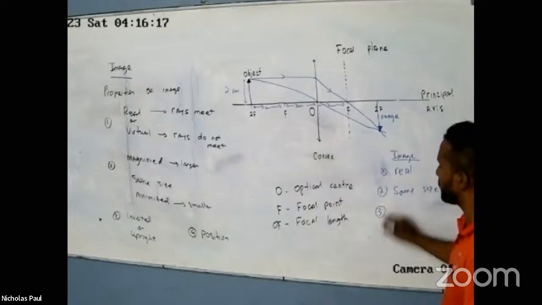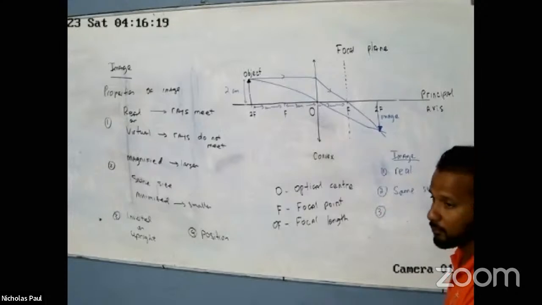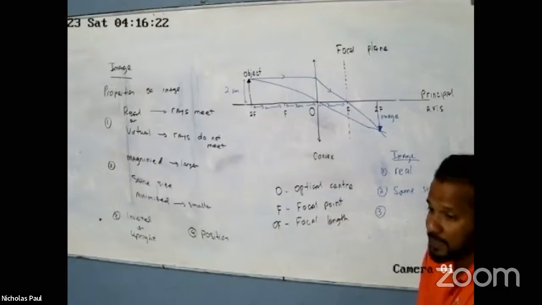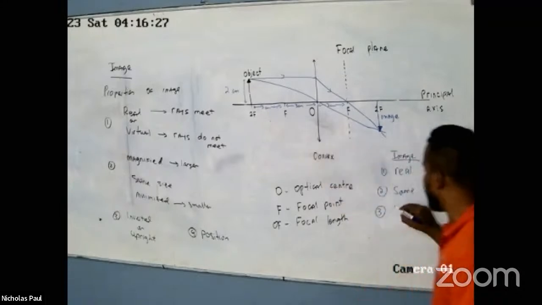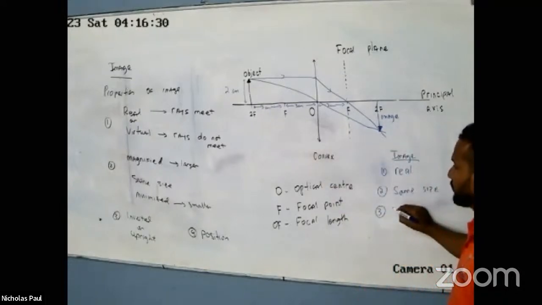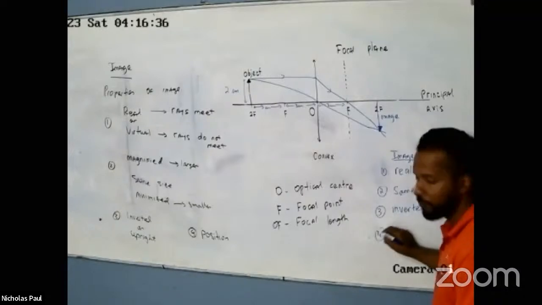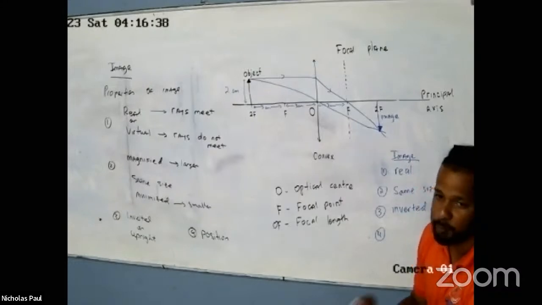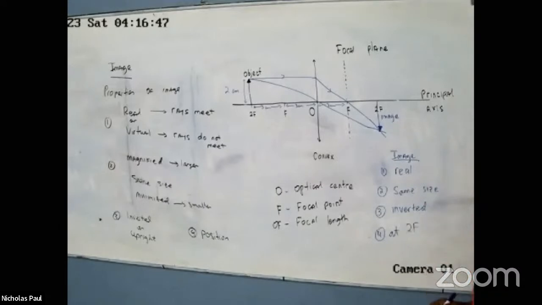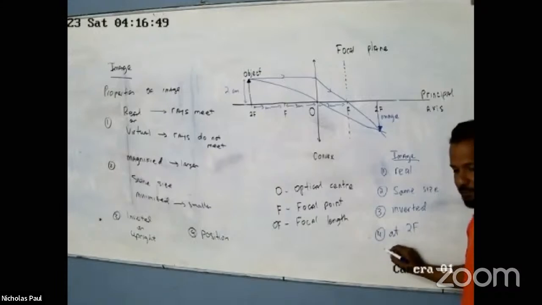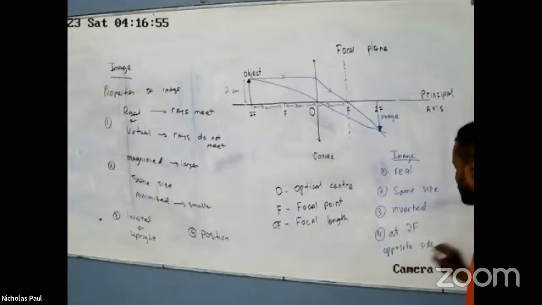Number three. Is it inverted or upright? Look at it. It's upside down. So inverted. Number four, it might vary for some people, but it's supposed to be where? At 2F. Okay? And to be specific, at 2F on the opposite side of the lens.